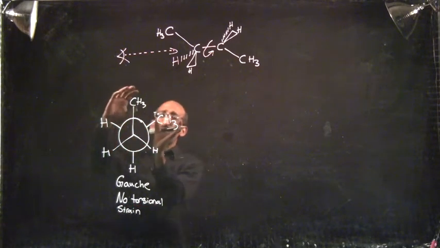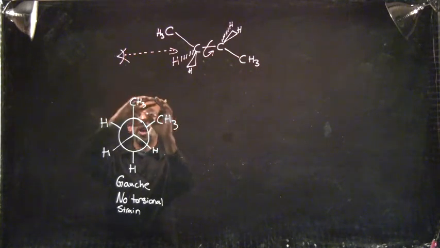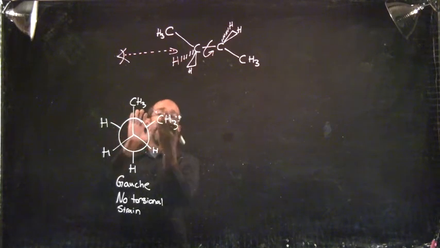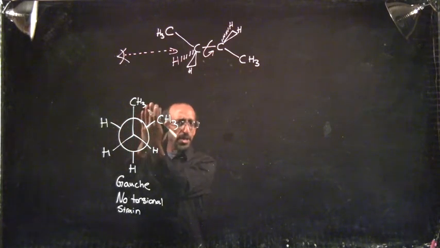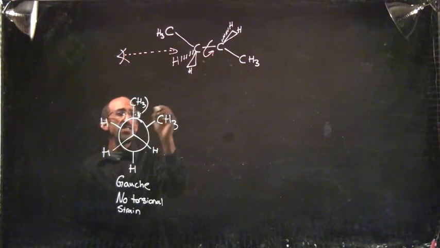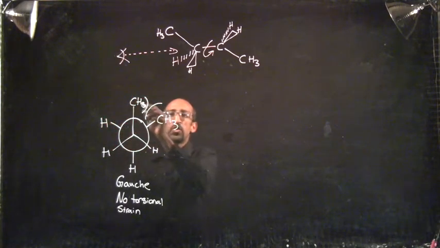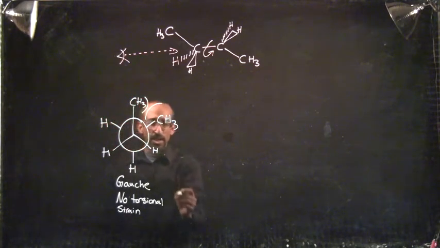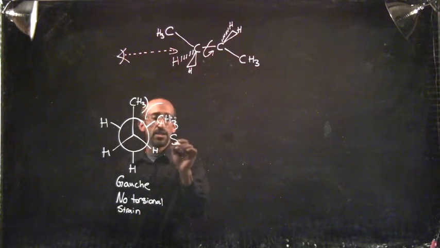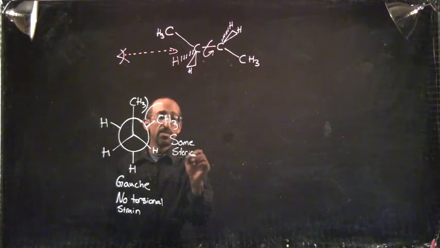However, we do still have 2 big bulky groups that are relatively close to each other, and while they're not as close to each other as they would be if we were in a totally eclipsed conformation, in the gauche conformation there is still a small amount of steric interaction between these 2 methyl groups, and so while we have no torsional strain, we do have some steric strain.